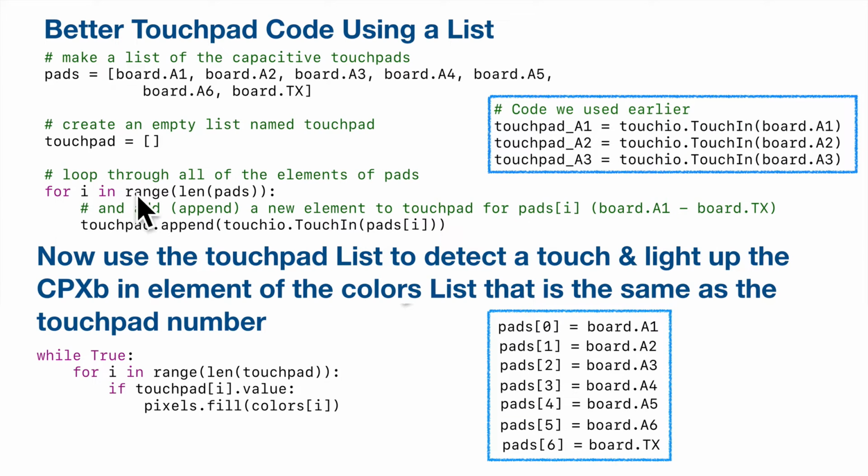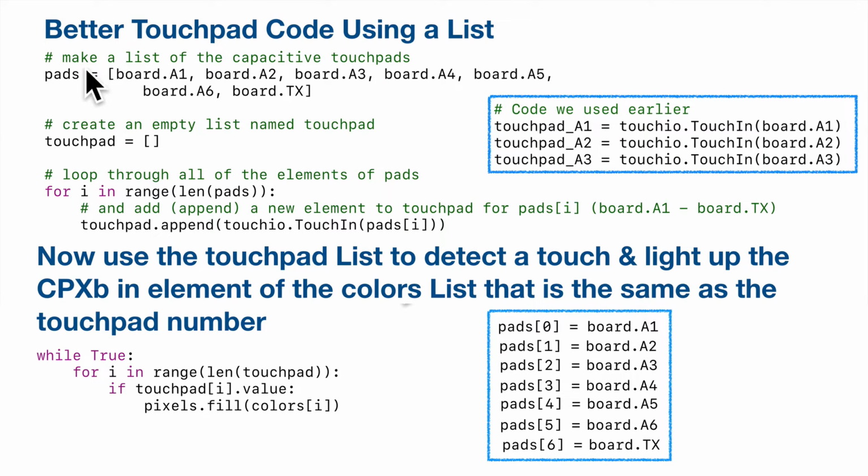So now instead of having to refer individually to board.A1 all the way to board.TX, we can just refer to pads and then whatever the index value is in here to get to the board pad that we want. So this is a two-step process. First, we take board.A1 through board.TX, and by putting them in the array, we essentially give them a name, pads 0 through 6. Then once we've named them, we put those names through touchio.TouchIn, and what that's going to do is turn them on, making them ready to accept touch.